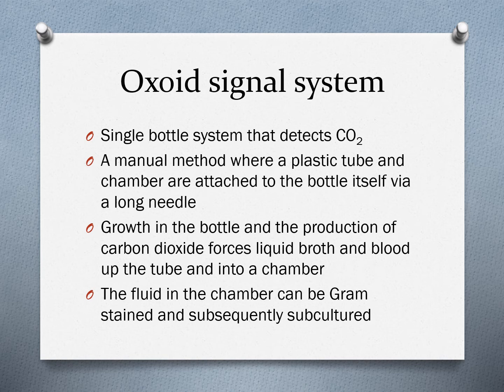It is a manual method where we don't put the bottle on an instrument of any kind. Instead, we are attaching a plastic tube and a chamber to the bottle itself via a long needle. If there's any growth in the blood culture bottle, CO2 is going to go up the needle bevel, and fluid is going to go up that needle and into the collection chamber. The fluid in the chamber can be gram stained and subsequently subcultured. This is a manual method where fluid in the chamber equals growth of the blood culture bottle.